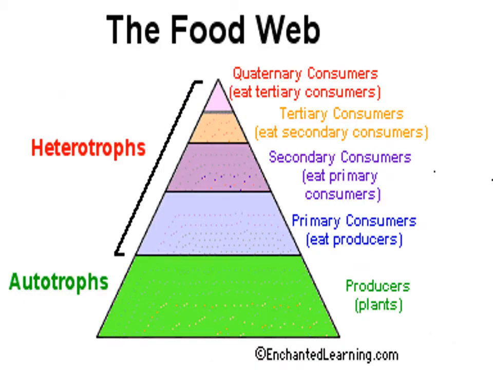So, food web. Again, the bottom are autotrophs, those are producers. Then you have primary consumers. Everything eats the level under it. Everything above producers are heterotrophs: secondary consumers, tertiary consumers, and quaternary consumers. Quaternary consumers are usually humans. We eat everything underneath us.